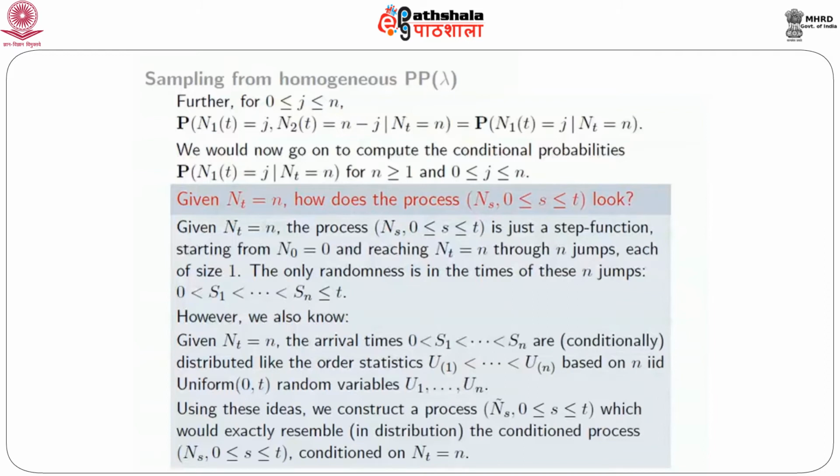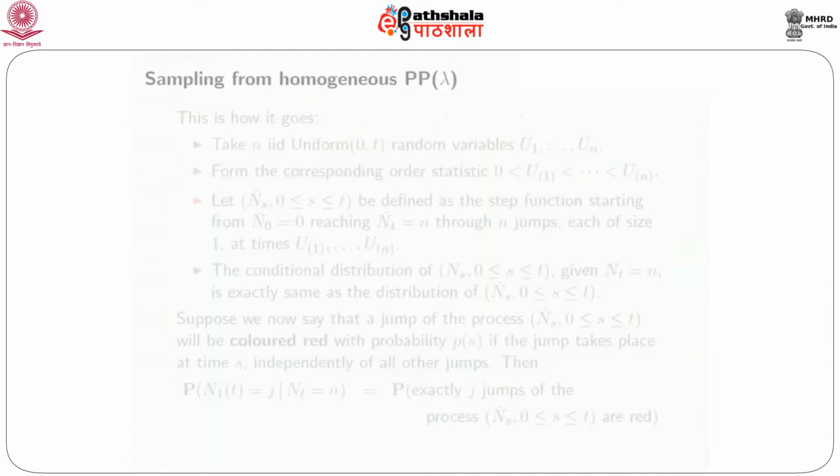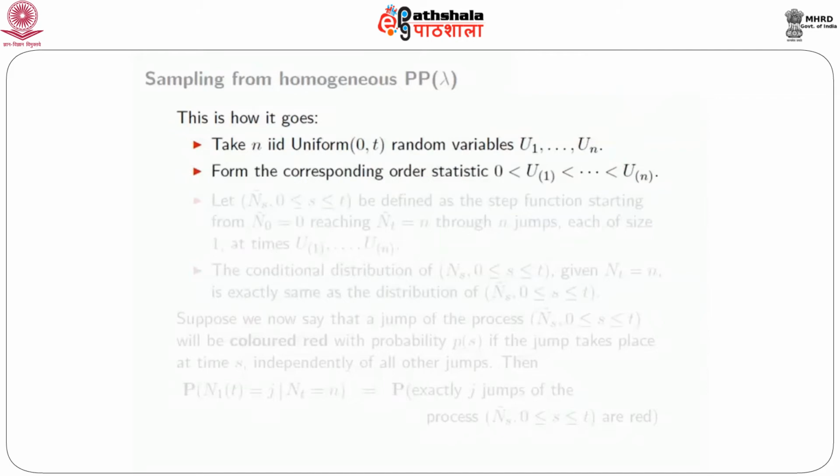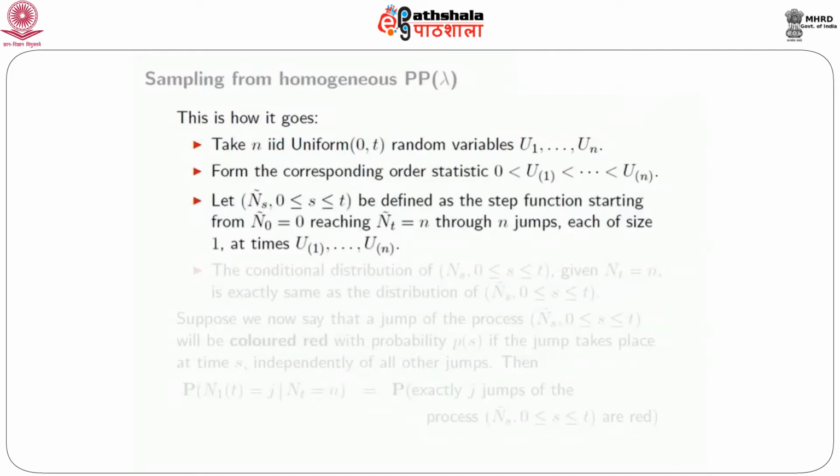Using these ideas, we construct a process, which I will call N tilde_s, for s between 0 and t, which would exactly resemble, at least in distribution, the process N_s for s between 0 and t conditioned on N_t equal to n. So how do we do this? This is how it goes. Take n IID uniform 0 to t random variables U1, U2, ..., Un. Form the corresponding order statistics 0 less than U_(1) less than etc. less than U_(n).